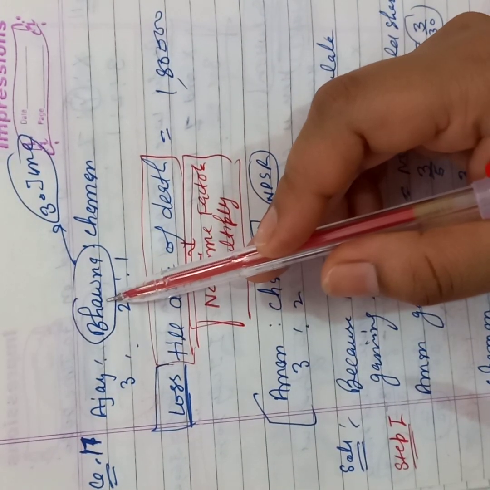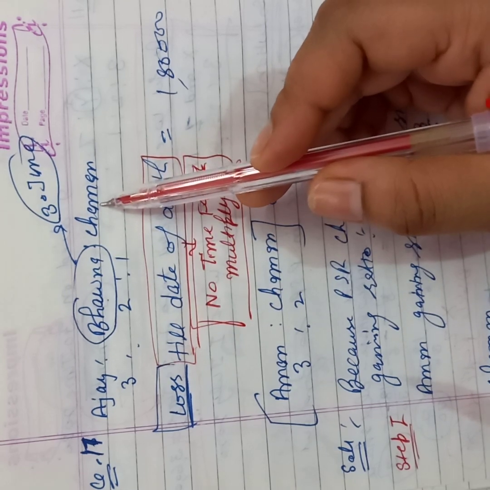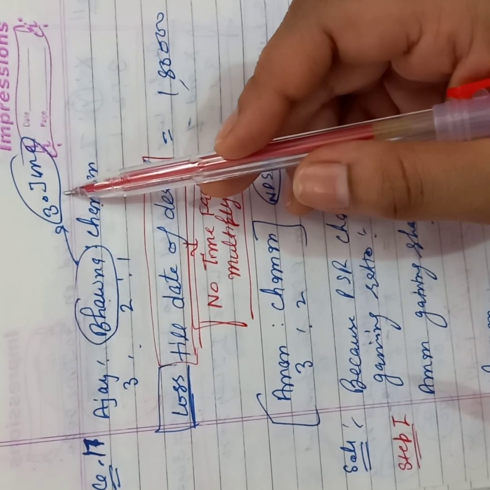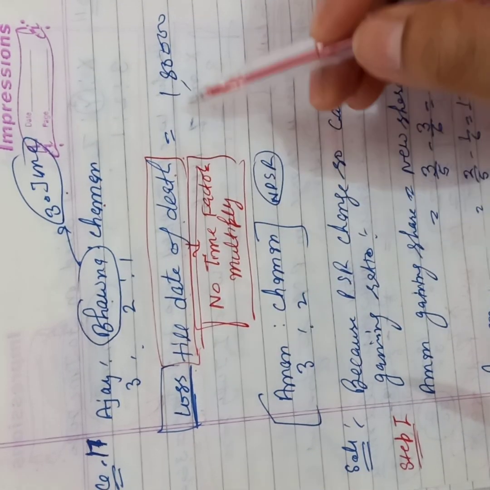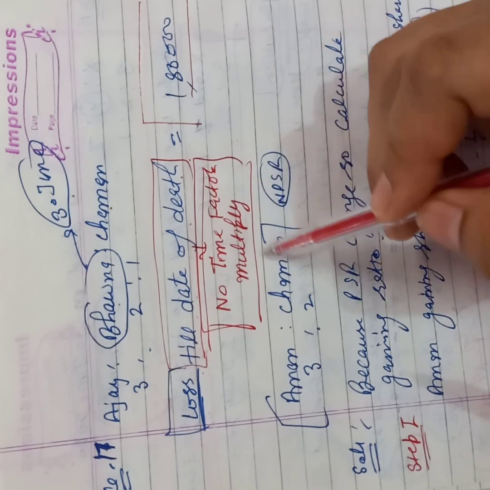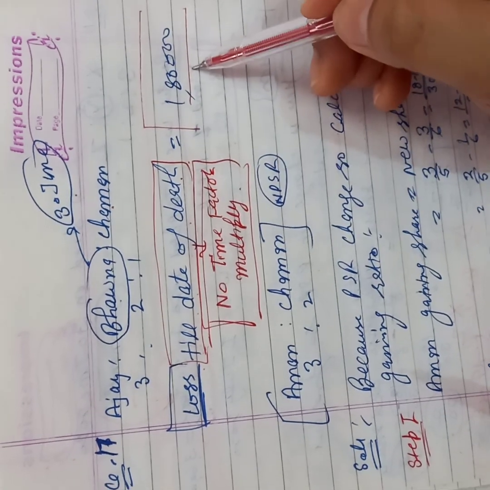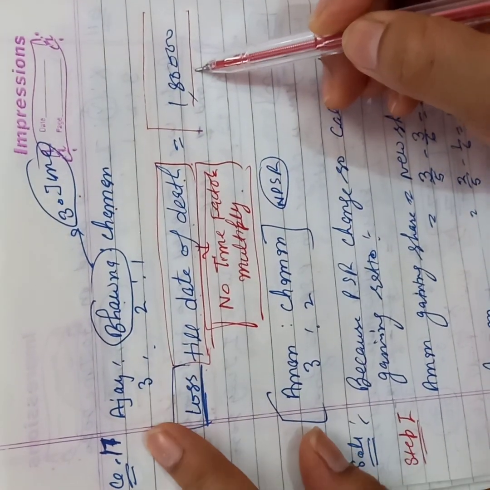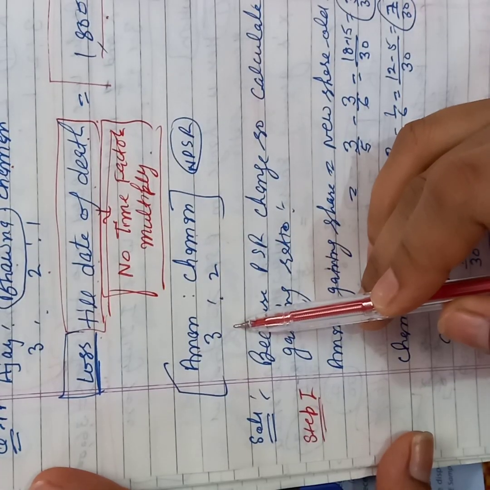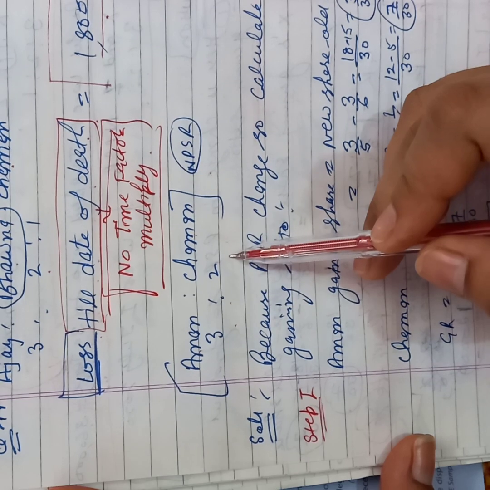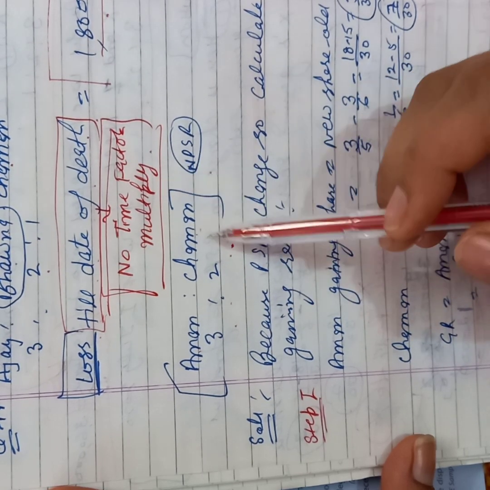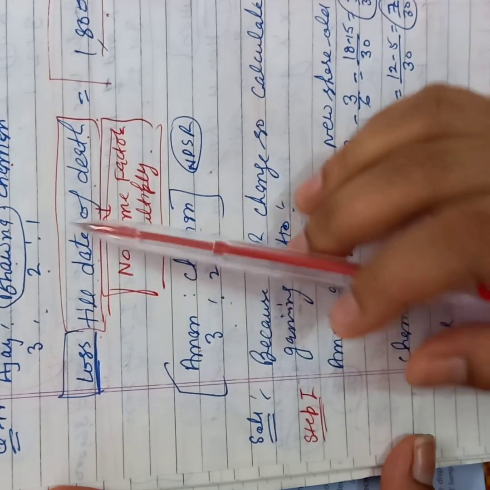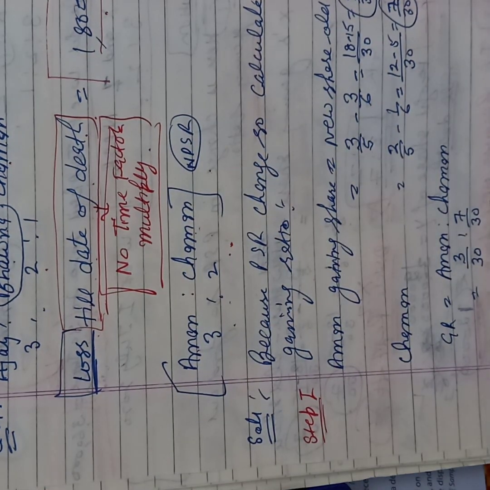Now the situation of loss we will discuss. Ajay, Bhavna and Chaman are three partners, and Bhavna died on 30th June. Loss till the date of death is again given, 1,80,000. We will not multiply the time factor. Directly we will multiply by the share of Bhavna, that is 2 by 6. And Ajay and Chaman changed their new profit sharing ratio to 3 to 2. Again the entry will be gaining to deceased partner. So there are again two twists, and the third twist is loss. So three factors are there which we have to deal with in this question.